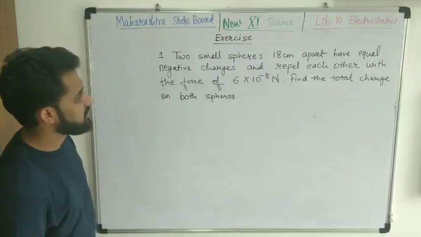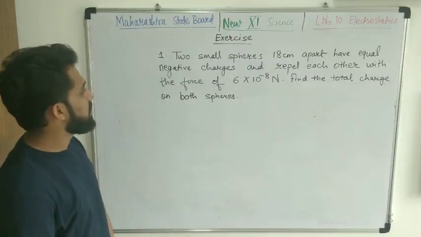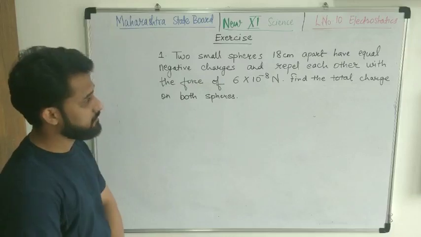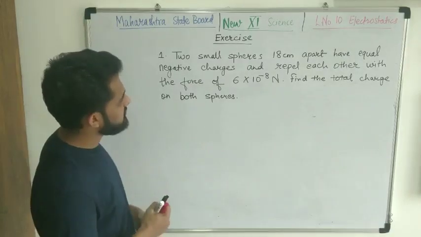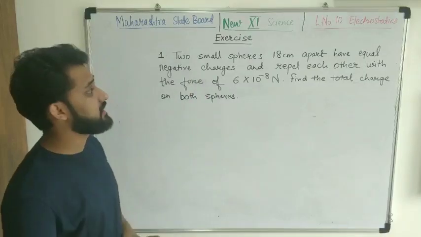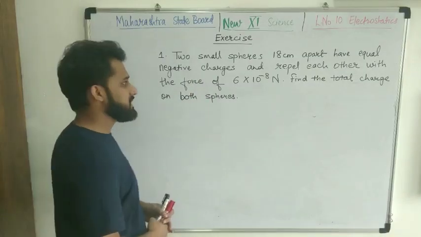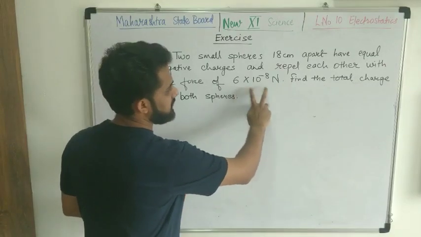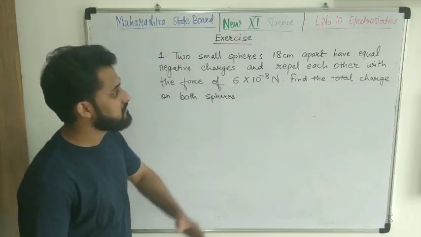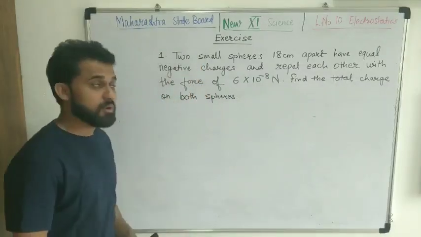Two small spheres 18 centimeters apart have equal negative charges. So there are two spheres separated by a distance of 18 centimeters. They are small spheres and they have negative charges. They repel each other with a force of 6 times 10 to the power minus 8 Newton. And the question is, find the total charge on both spheres.